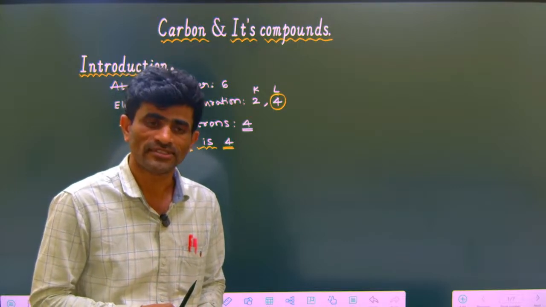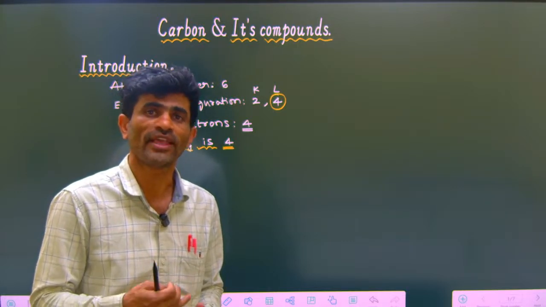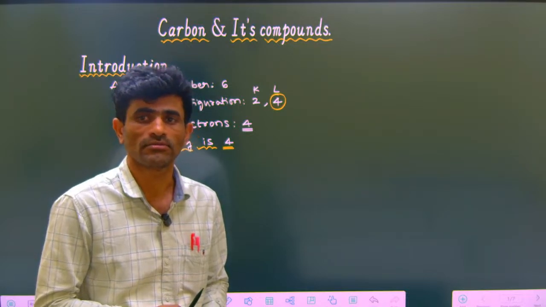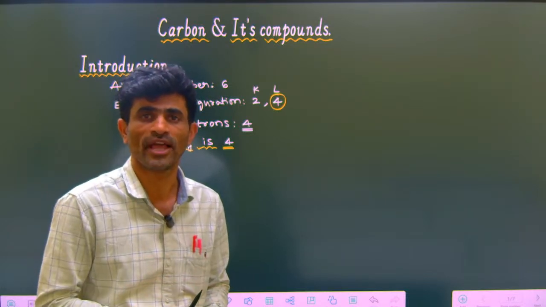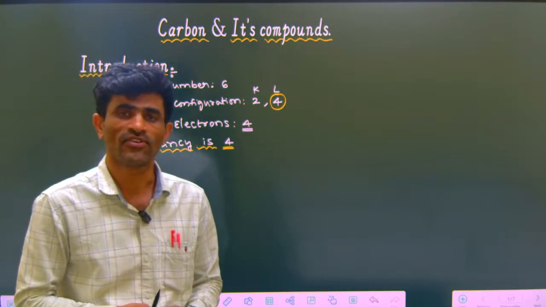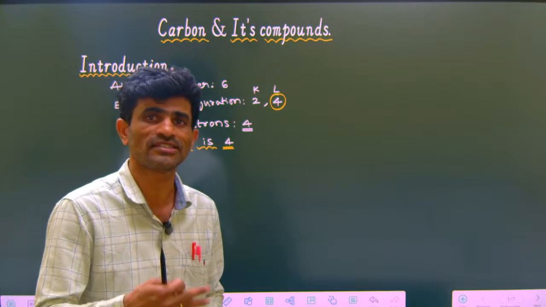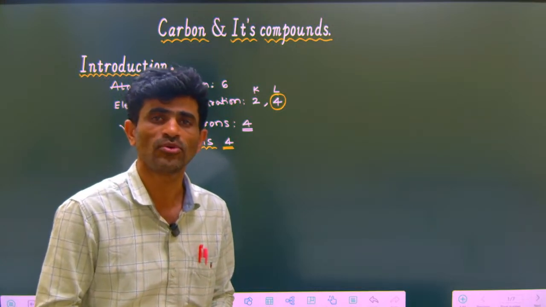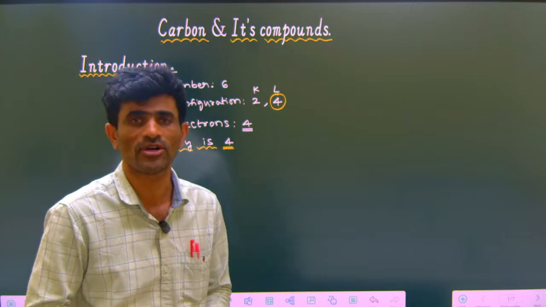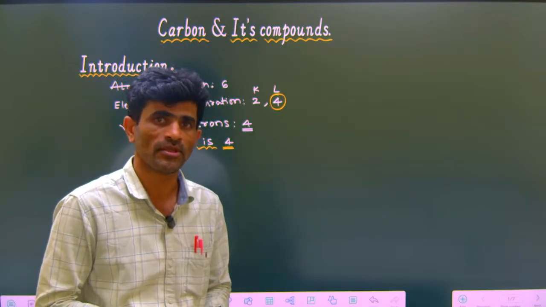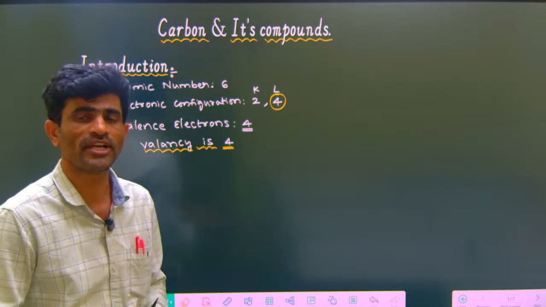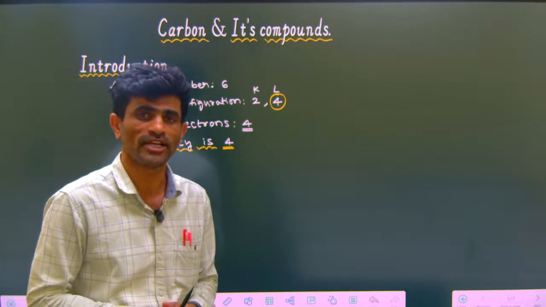Similarly, some atoms will have 5, 6, 7 electrons. For example, nitrogen, oxygen, chlorine will have 5, 6, 7 electrons. When they have 5, 6, 7 electrons, they will be ready to gain electrons, not lose them, and they can form anions. But whereas carbon has 4 electrons, so it will not be ready to lose electrons or gain electrons.